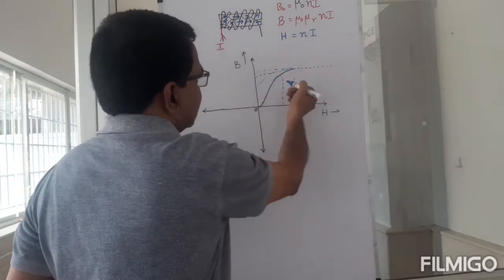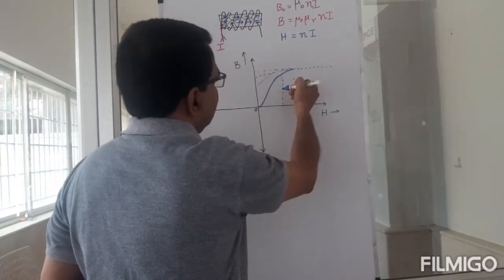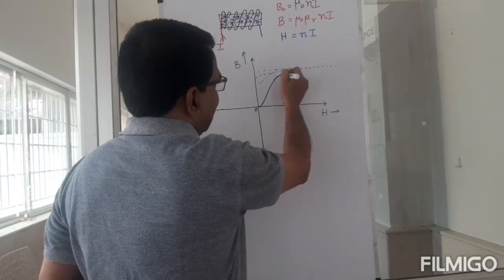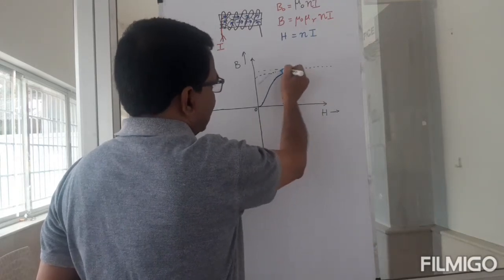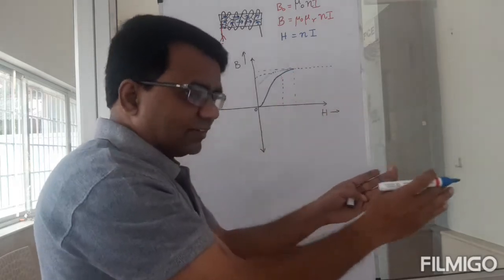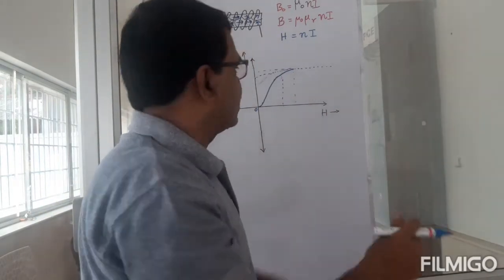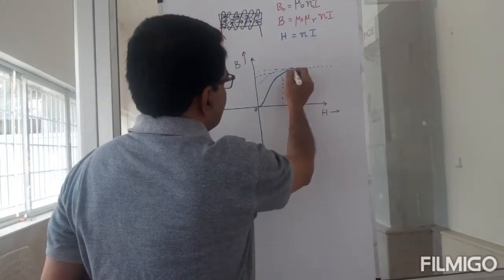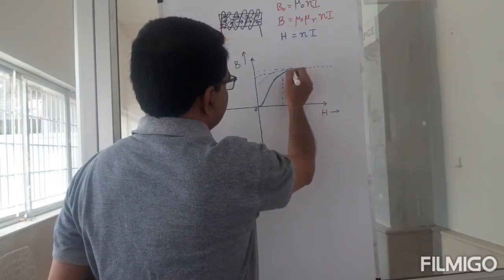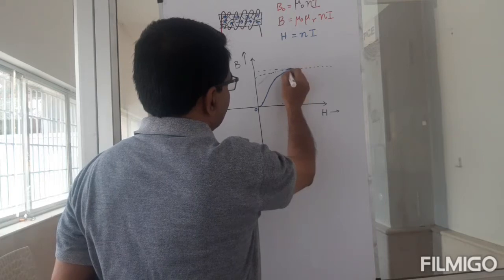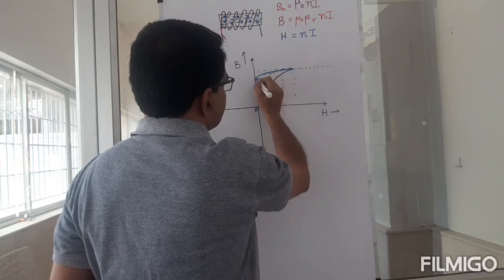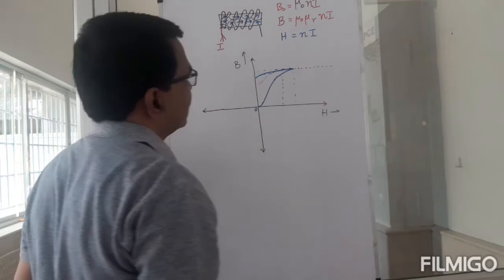As I keep reducing the current, I won't retrace that path. I'll be here because they're already aligned. They're no longer random. I hope you understand this. So what happens here is that this will come back like this, and will remain almost the same.